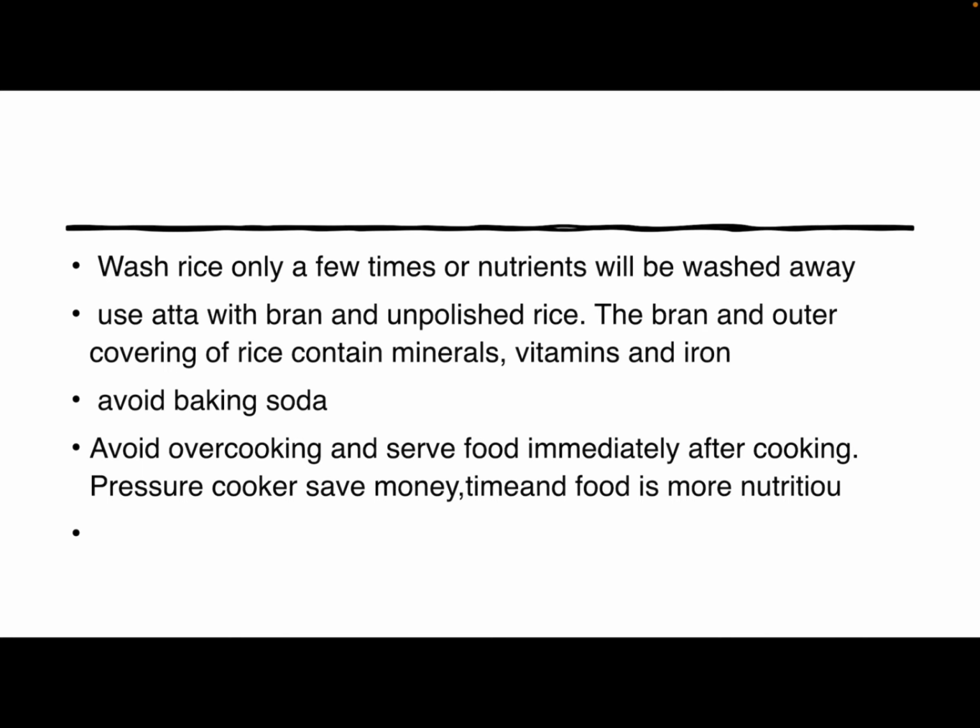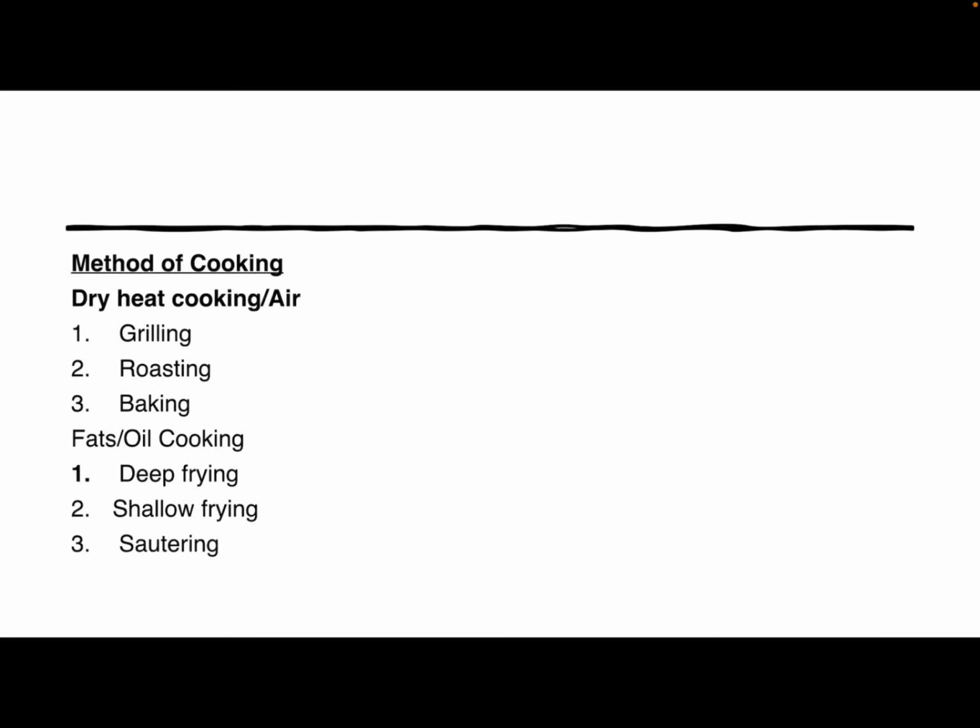Next, use atta with bran and unpolished rice. The bran and outer covering of rice contain minerals, vitamins and iron. Next, avoid baking soda during cooking. Next, avoid overcooking and serve food immediately after cooking. A pressure cooker saves money and time, and the food is also more nutritious.